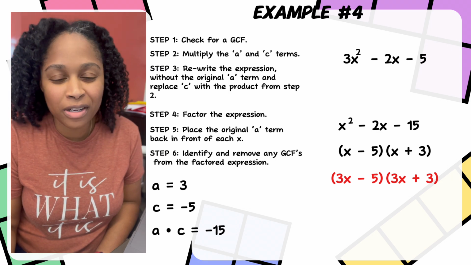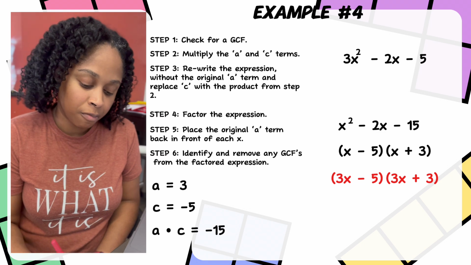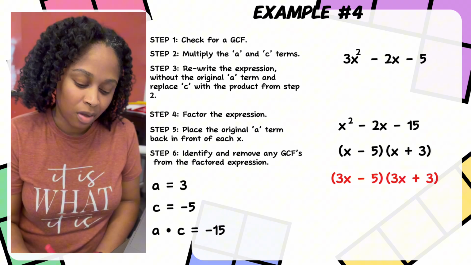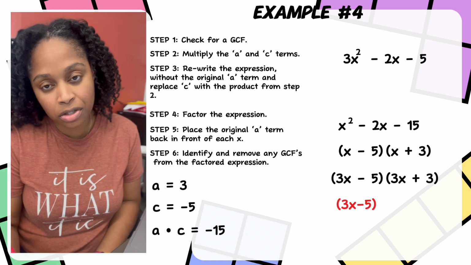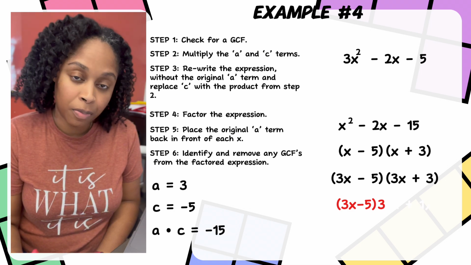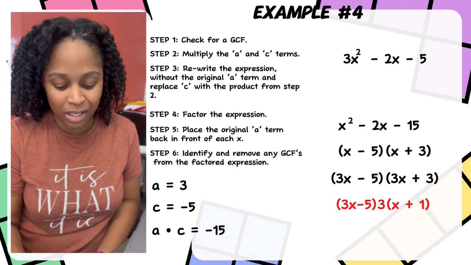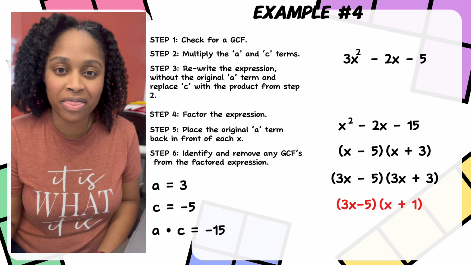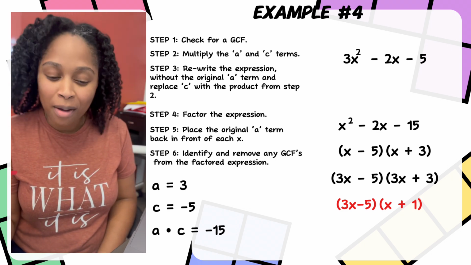Okay, and then the final step is to identify and remove any greatest common factors. So for my first set, 3x minus 5, I do not have any common factors, so I'm going to leave that alone. And then for my second set, 3x plus 3, I do have a common factor, and that common factor is 3. I'm going to pull out the 3, and I'm left with x plus 1. The last thing to do is cross out that 3, and then your final answer is 3x minus 5, and then x plus 1. All right. You got one more problem to do.